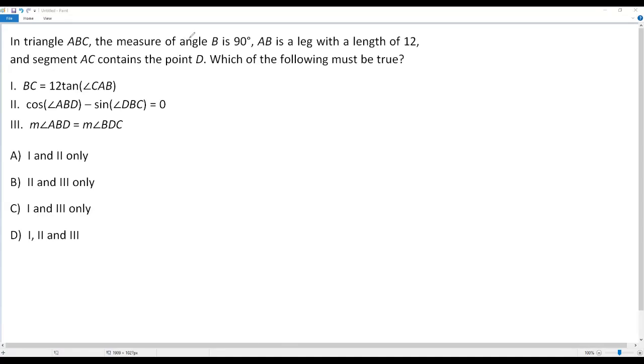Here we have a SAT math problem. Okay, let's go to the question. In triangle ABC, the measure of angle B is 90 degrees. AB is a leg with a length of 12 and segment AC contains a point D. Which of the following must be true?